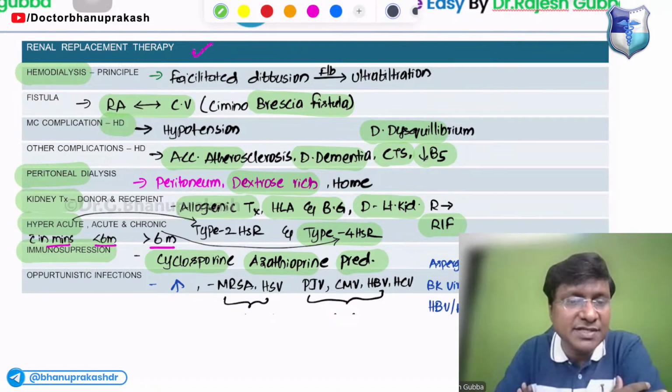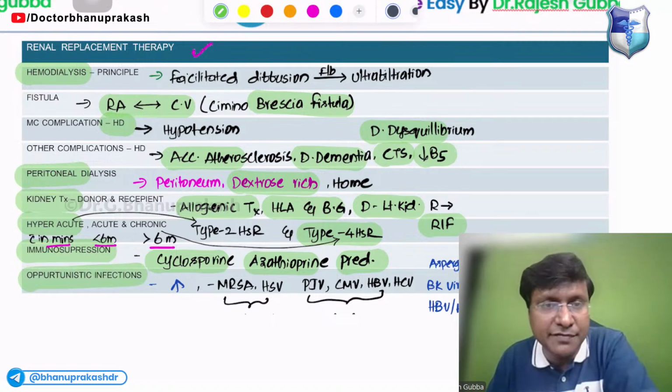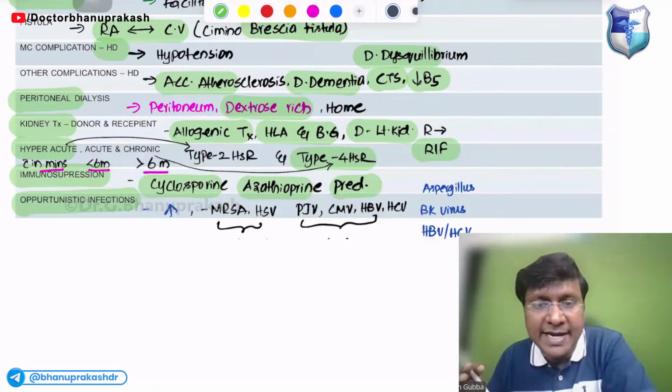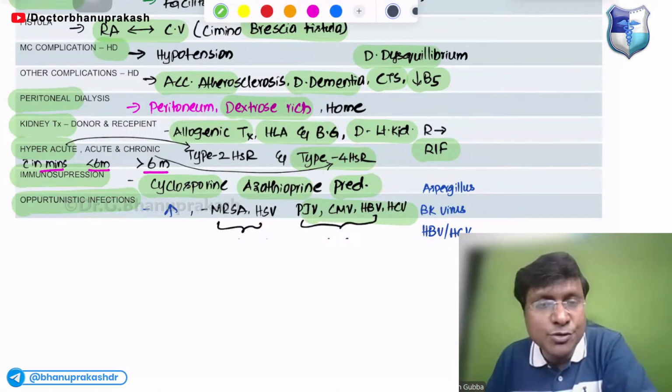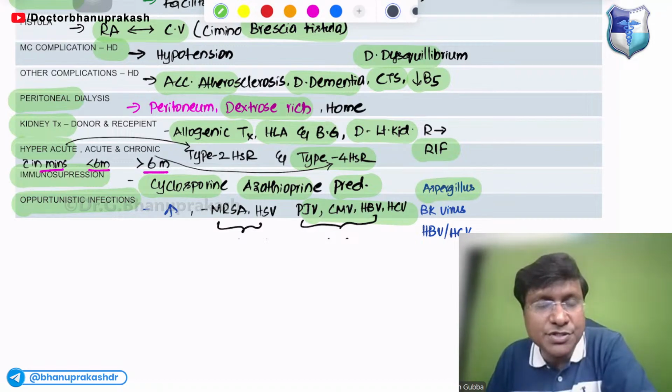But whenever you are giving these immunosuppressant drugs, what is the problem? Development of opportunistic infections. The commonly observed ones are MRSA and herpes simplex virus infection. Other viral infections are pneumocystis jirovecii pneumonia, cytomegalovirus, HBV, HCV, and fungal infections like aspergillus. These are very common whenever you are giving immunosuppressant drugs, right?